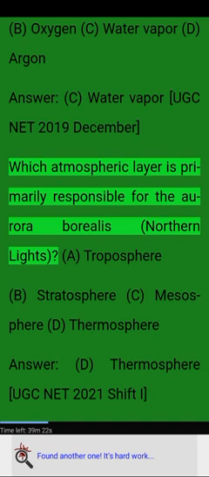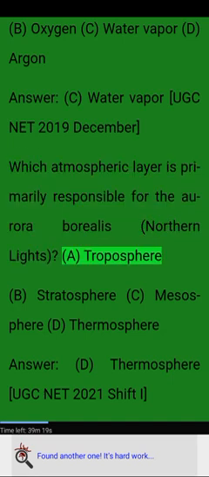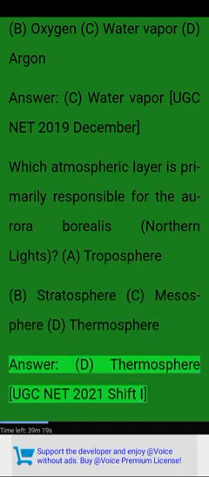Which atmospheric layer is primarily responsible for the aurora borealis, northern lights? A. Troposphere. B. Stratosphere. C. Mesosphere. D. Thermosphere. Answer: D. Thermosphere. UGC NET 2021 Shift I.